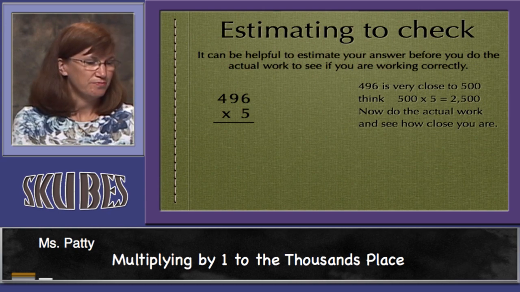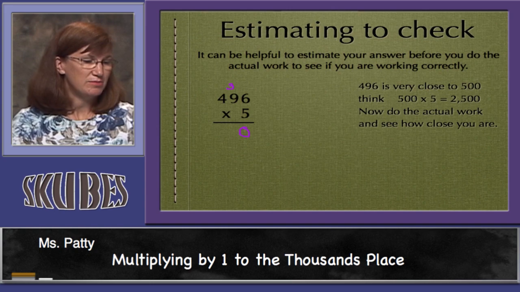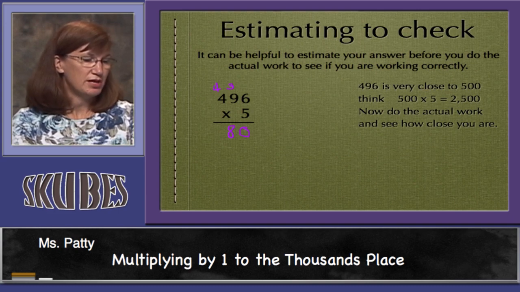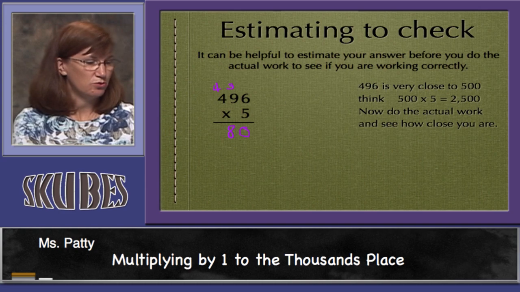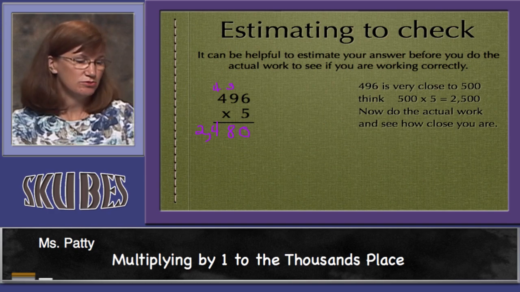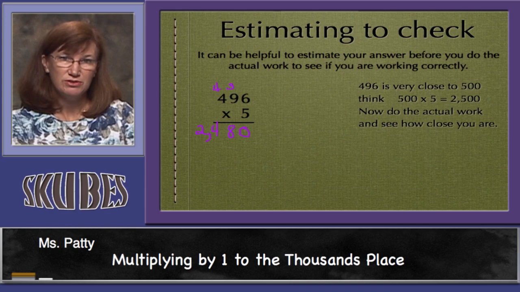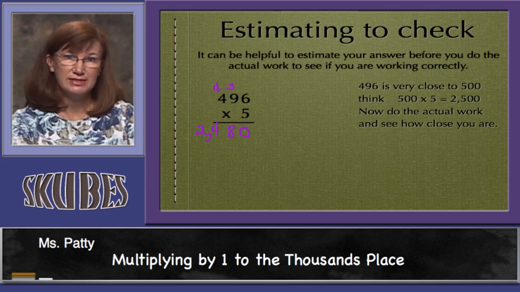So let's multiply. 5 times 6 is 30. Carry your 3. 5 times 9 is 45, plus 3 is 48. Write our 4 up in the hundreds house. 4 times 5 is 20, plus 4 is 24. Let's count over 3 places and put our comma. Our answer is 2,480. That's very close to 2,500, and that answer makes sense.